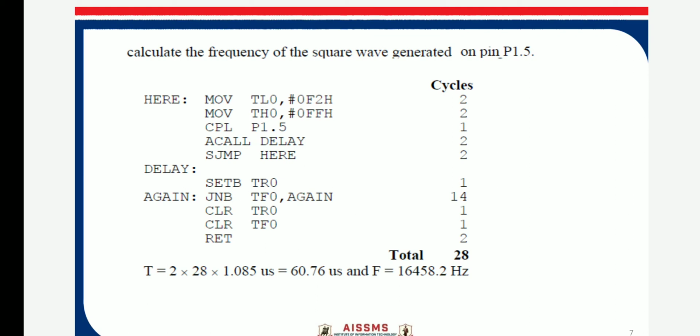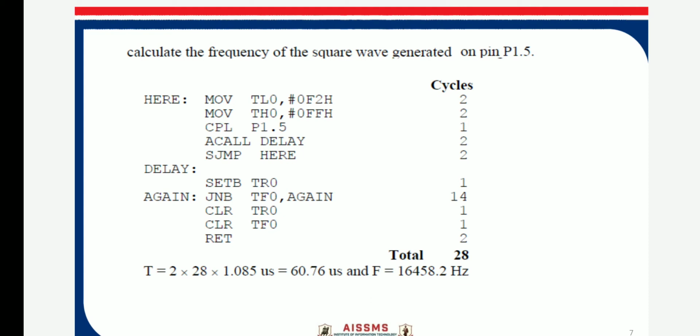For this count, when we count from the value 2F 3 times F to the 5 times F, we require 14 counts. So the TF0 flag is set after the 40 count. Then the clear instruction requires 1 machine cycle, and the return instruction is 2 machine cycles. Here the total machine cycles are 28.